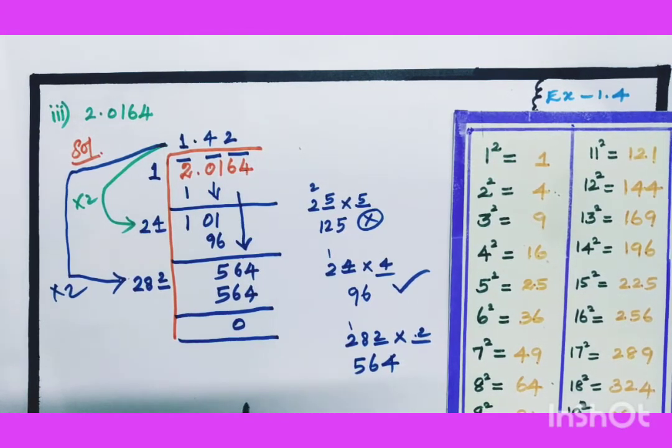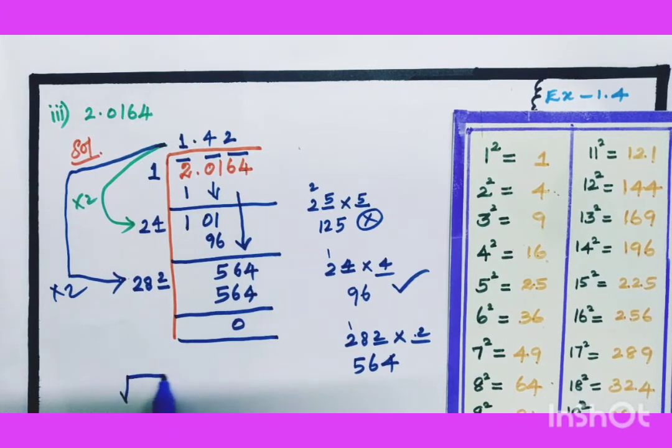So what did we get here? Square root of 2.0164 is equal to 1.42. Okay, this is the answer.